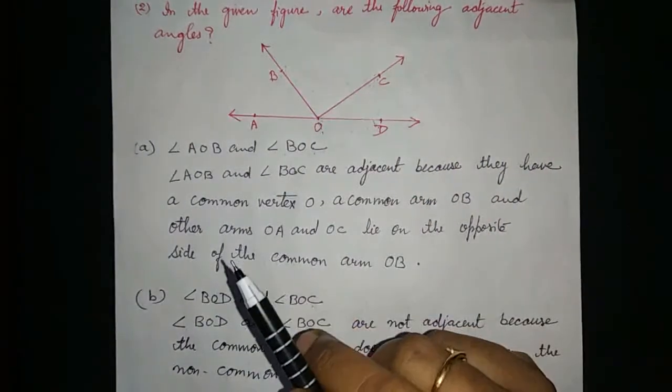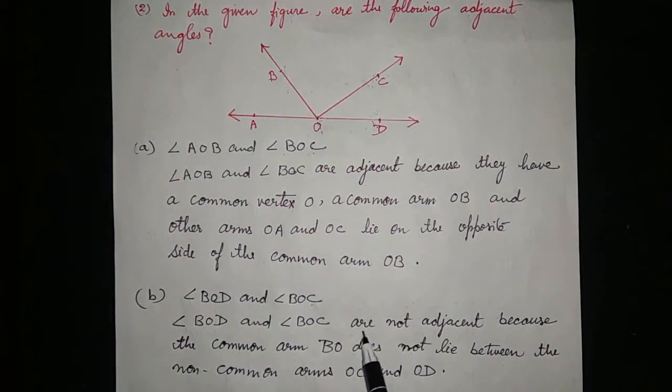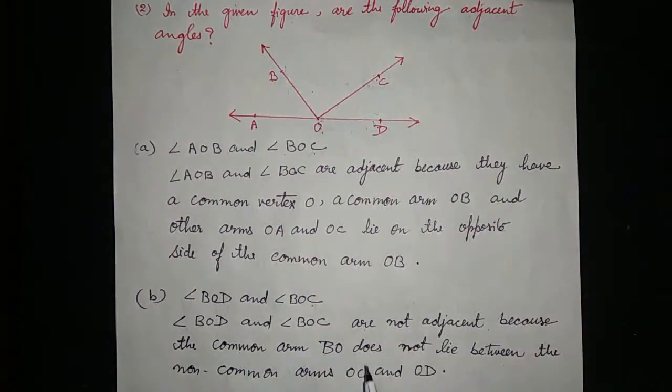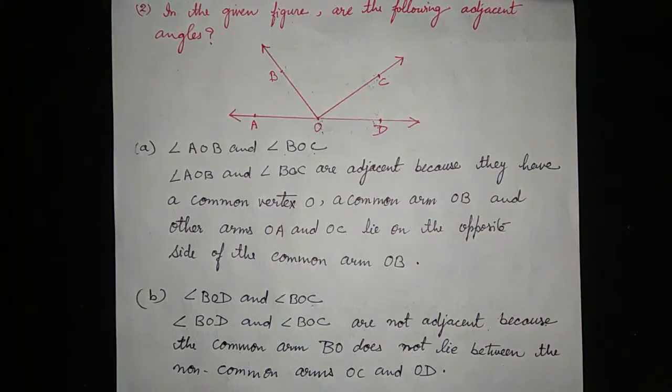So for this, what you have to write? You will write angle BOD and BOC are not adjacent because the common arm BO does not lie between the non-common arms OC and OD.